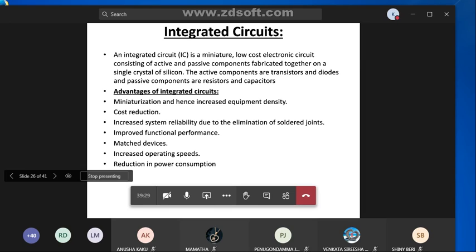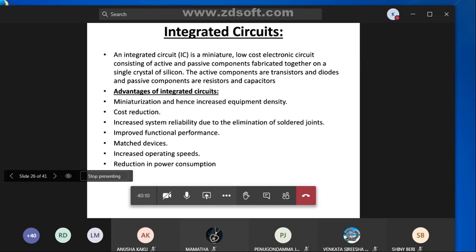An integrated circuit consists of active and passive components fabricated together on a single crystal of silicon. So it consists of resistors, capacitors, transistors, field effect transistors, all these things. Passive components means resistors, capacitors, right? Active components means transistors, field effect transistors, diodes. Okay. So an integrated circuit consists of active and passive components fabricated together on a single crystal of silicon.